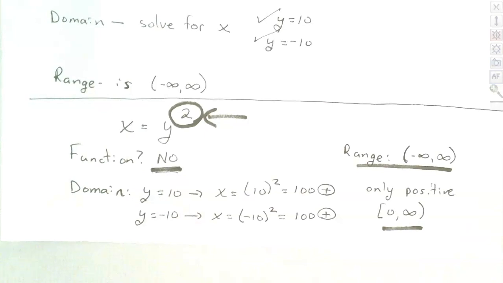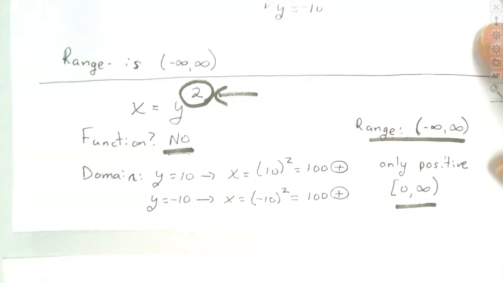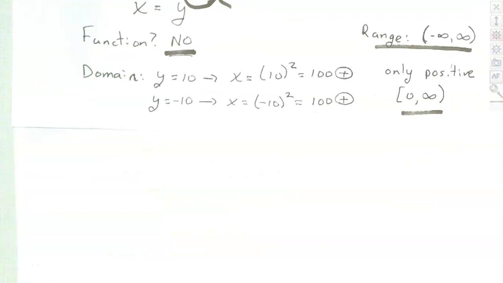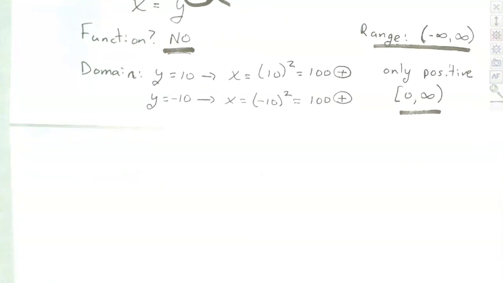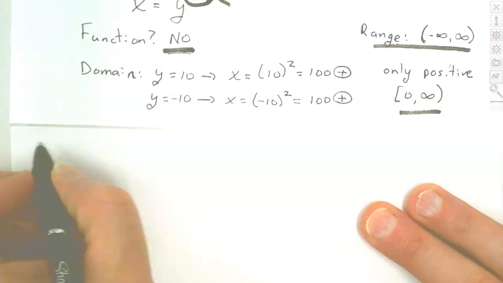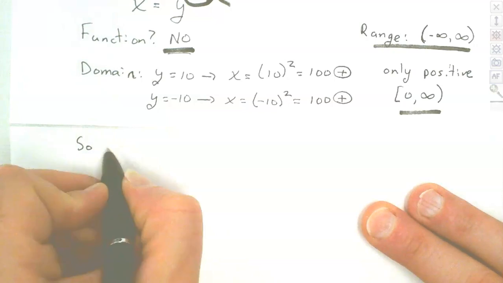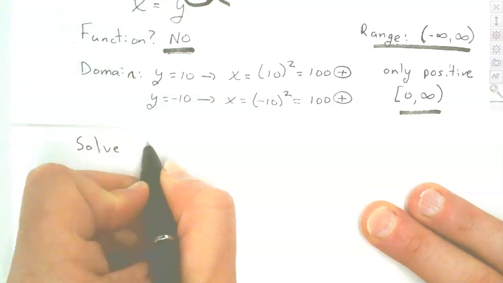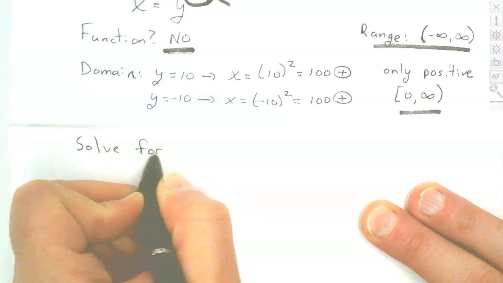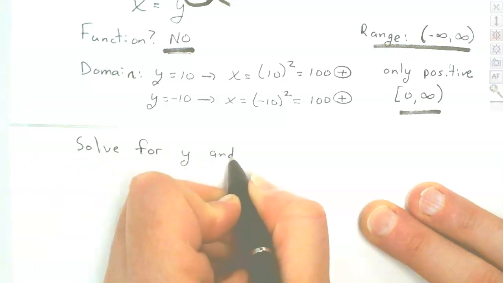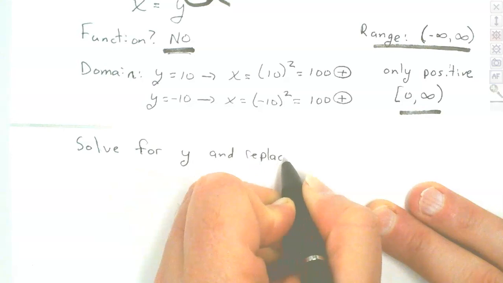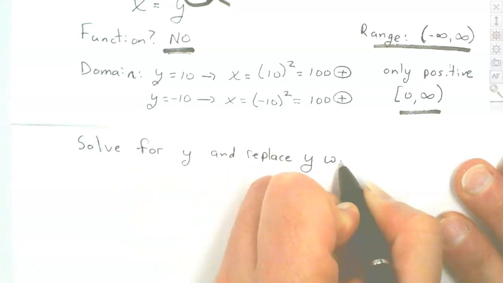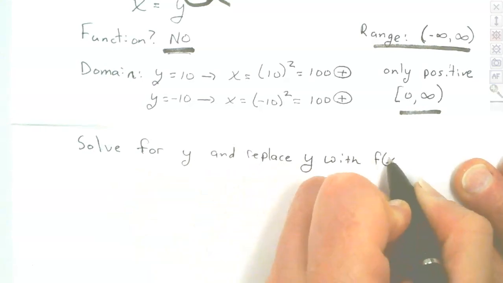We have one more real quick topic. I think we may have covered it last time, but we'll go over it again. We're going to take an equation and we're going to rewrite it using function notation. The directions are going to be: we're going to take this equation and solve for y and replace y with f of x.